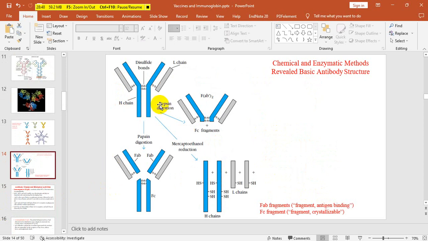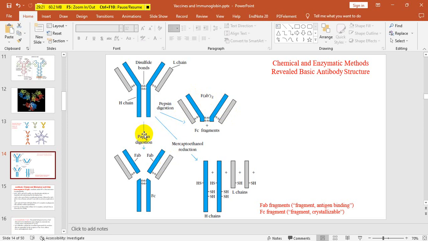Okay, so let's continue. This is what you get if you treat this immunoglobulin with a chemical. If you treat it with pepsin, which is a digestive enzyme, the fragment crystallizable, the Fc fragment, will be destroyed. So you have the fragment antigen binding alone. We have two of them. That's why we have F(ab)2.